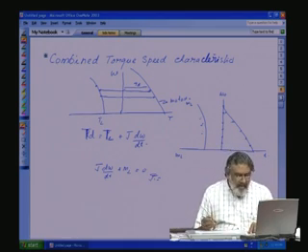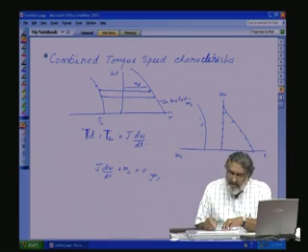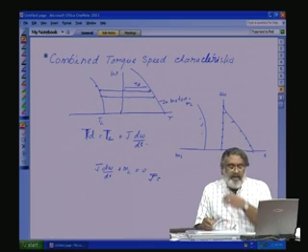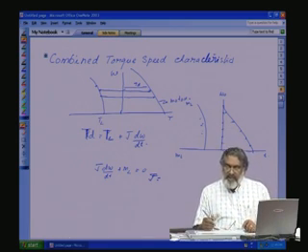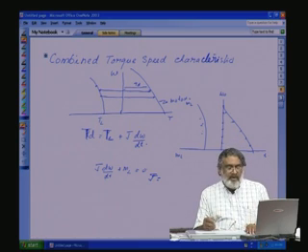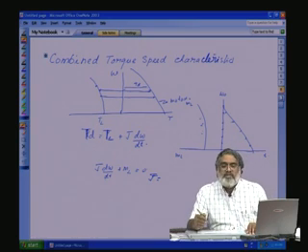There are other techniques also available. This is one simple way of finding out J. Once you know J and the speed, approximately we can find out the torque speed characteristic of the system during acceleration also.